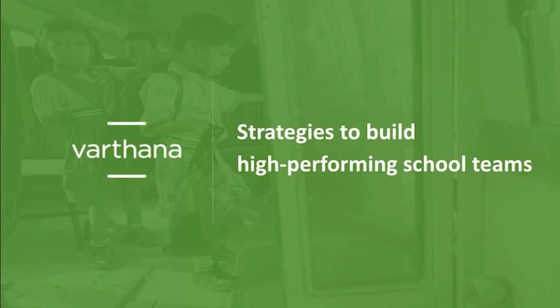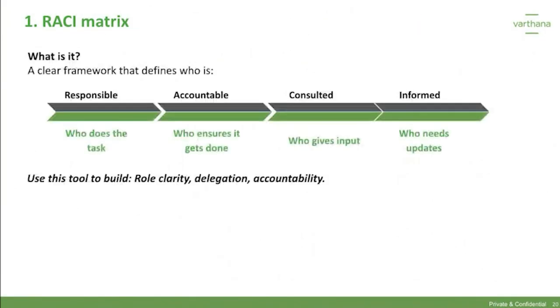So we will begin with a popular tool called the RACI matrix. So what is the RACI matrix? RACI stands for responsible, accountable, consulted, and informed. It helps define who is involved in the task and in what ways. So R means responsible, who actually does the task. This is the first segment.